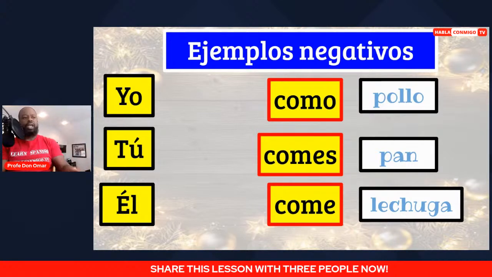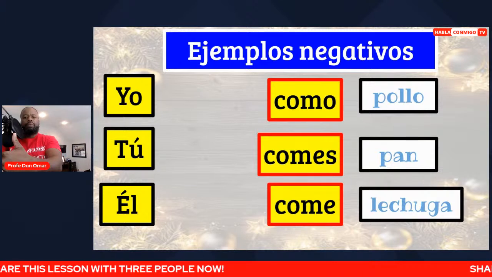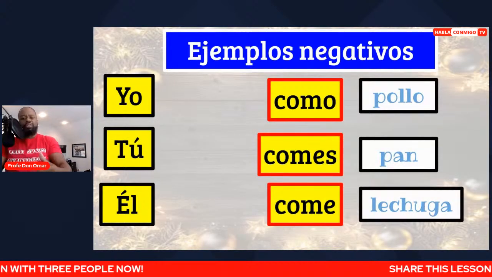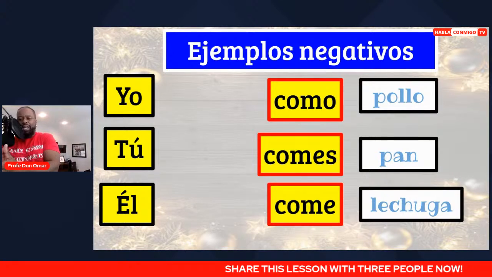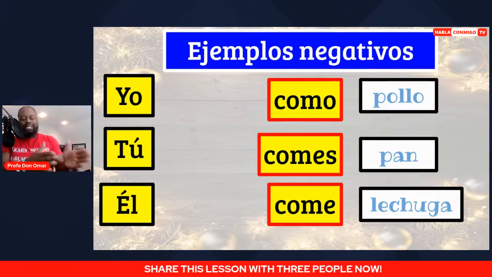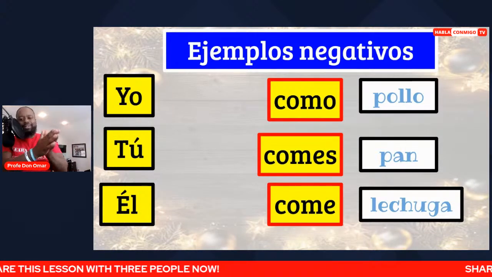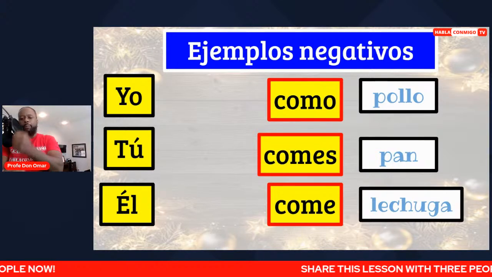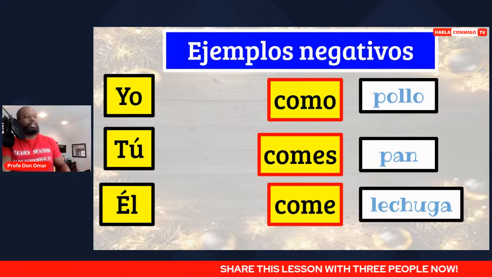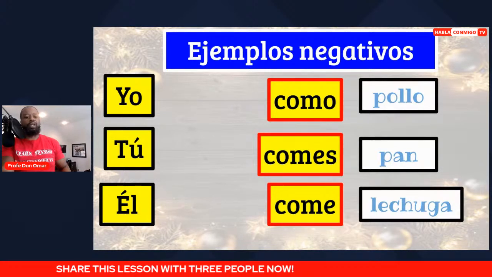So I don't want to say yo como pollo. I don't want to say I eat chicken. I want to say I don't eat chicken because I'm vegetarian. That's how we're going to add that spice to the end of the sentence, right? So I don't eat chicken. ¿Qué es esta oración en español? What is this sentence in Spanish? Yo blank como pollo. How am I going to simply put that together? Oh, sorry. I'm hitting buttons that I shouldn't be hitting.